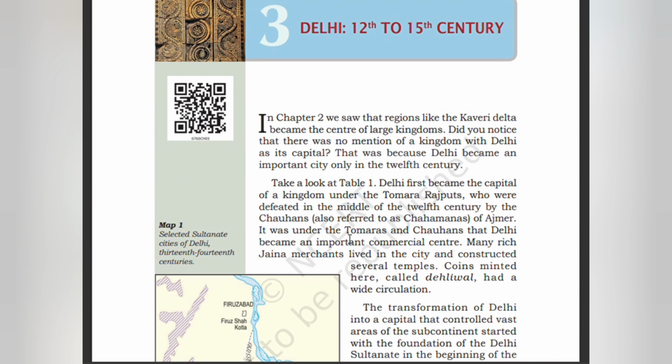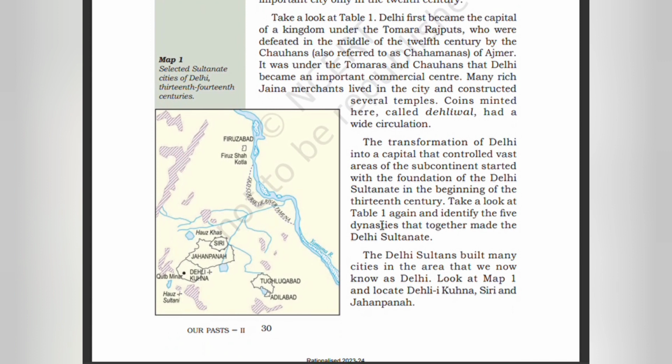Take a look at the table. Delhi first became the capital of a kingdom under the Tomara Rajputs, who were defeated in the middle of the 12th century by the Chauhans, also referred to as Chahamanas of Ajmer. It was under the Tomaras and Chauhans that Delhi became an important commercial center. Many rich Jaina merchants lived in the city and constructed several temples. Coins minted here, called Dehliwal, had a wide circulation.